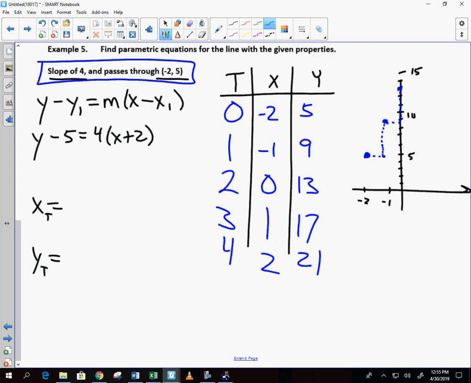So x sub t, the function x in terms of t, as time goes up by 1, what happens to x? It goes up by 1 as well. So the slope for the x equation is 1. Now remember, as you think about the intercept, when t is 0, what is x? Negative 2.